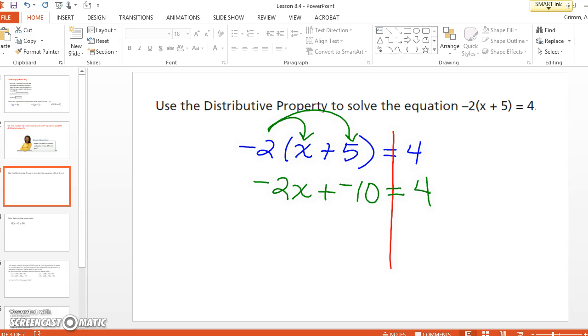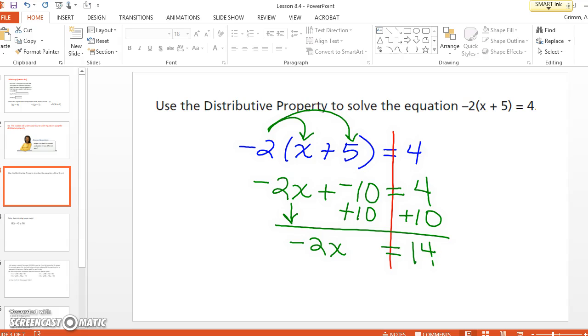Now this looks exactly like what we've been working on with two-step equations. So how would I go about solving this equation? Cassie? I would add 10 because that's a negative 10 and I want to get rid of it. So if I add 10 here, that makes this go to 0. Add 10 here. All right, so this drops down and I have negative 2x equals 10 plus 4, which is 14.